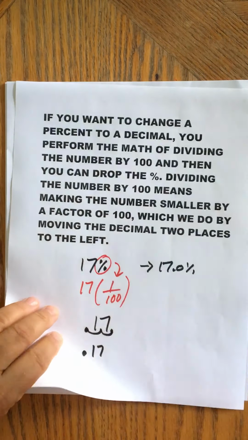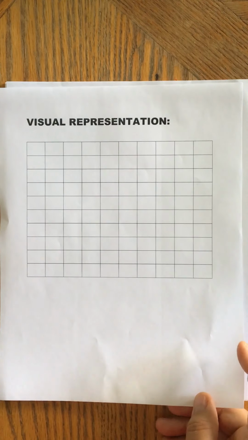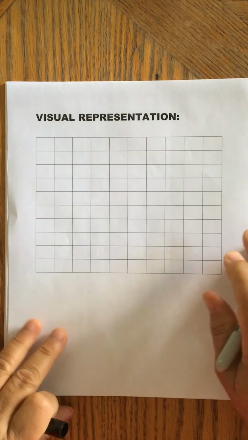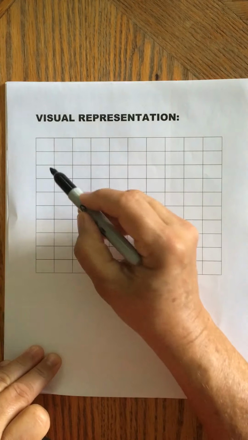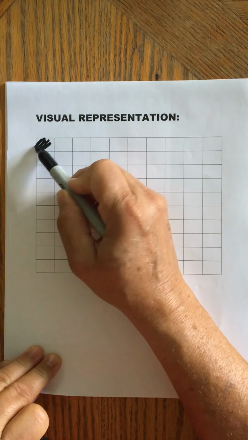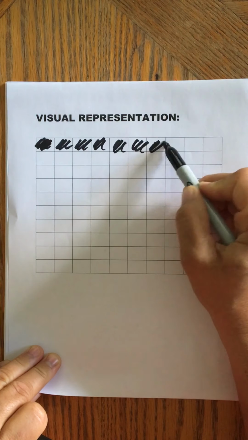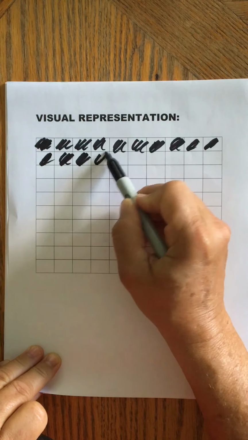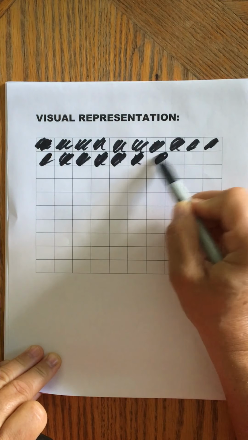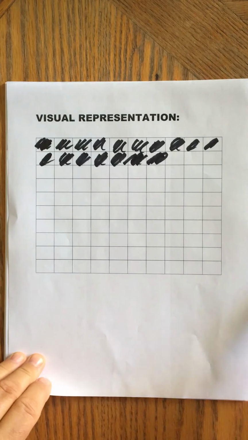Now, just as a representation, if I had said 17%, what does that mean? Well, it means that you have 100 squares, so I have 10 squares this way, 10 squares that way. And so I'm just going to shade in 17%. Right, so that's 17%. 17 out of 100, okay?